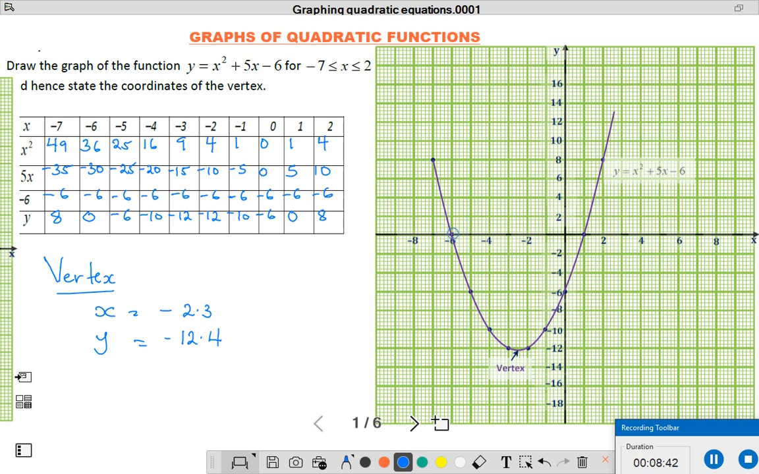Now you can see that the graph cuts the x-axis at negative 6 and at 1, meaning that these are the solutions of the graph. If they want you to find the value of x, remember this is the vertex. We have negative 2.3 and negative 12.4. Now assuming you are required to solve this quadratic function, what is the value of x? You can just read where the curve cuts the x-axis. The curve cuts it at negative 6 and at 1. Those are the solutions for the quadratic function here.